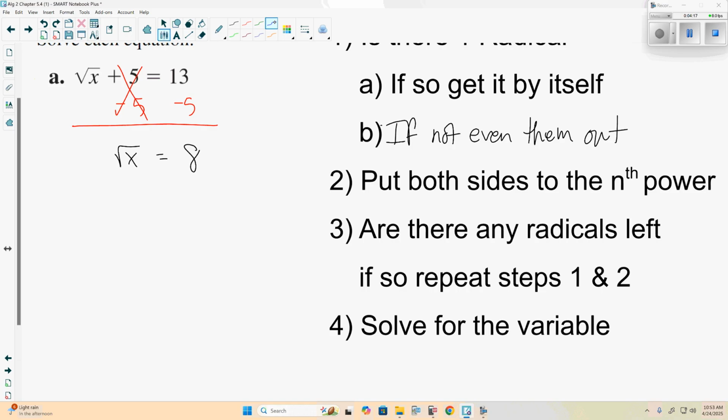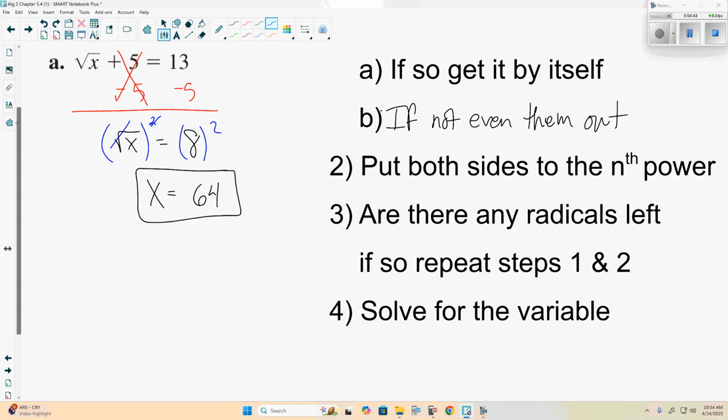Put both sides to the nth power. So what would our nth power be? 2. Because here the square root and square would cancel, giving us x by itself. Now squaring both sides, putting both sides to a power does not give us the plus or minus. We don't use that when squaring both sides. 8 squared is 64. Questions on this here?